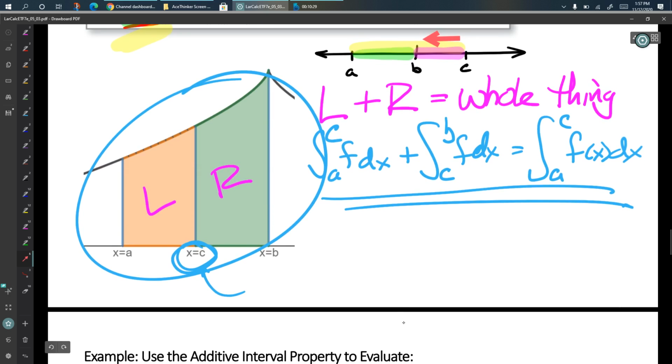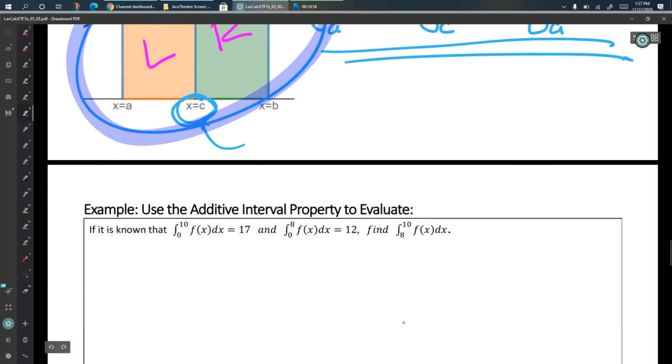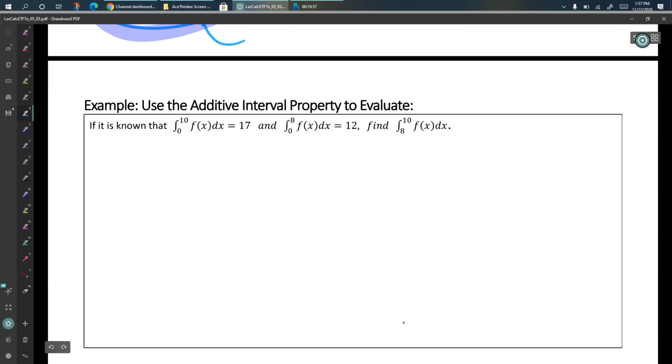We almost always see this application right here, where it's a to c, c to b, whole thing, a to b. And I just realized there's a typo right here. The whole thing is a to b. Silly me. All right, let's see if we can make this work.